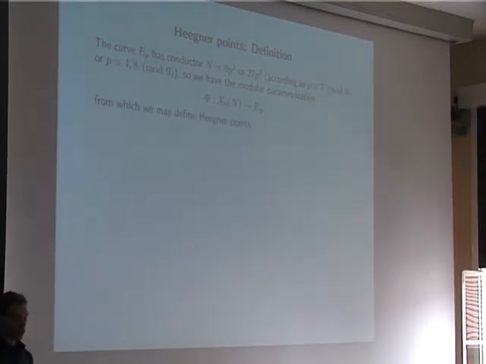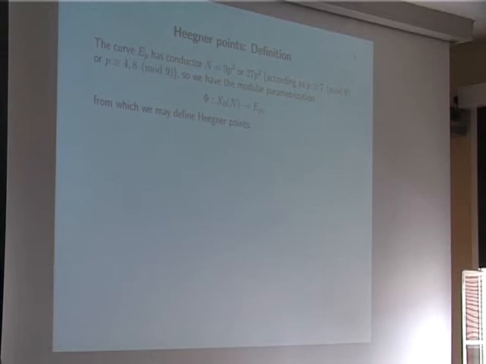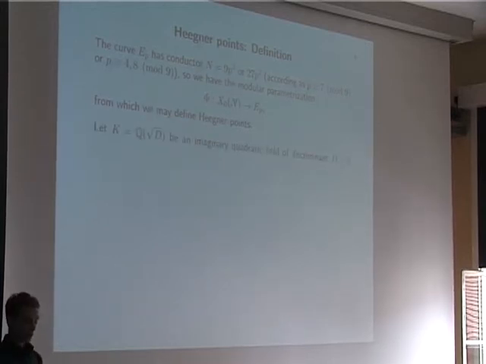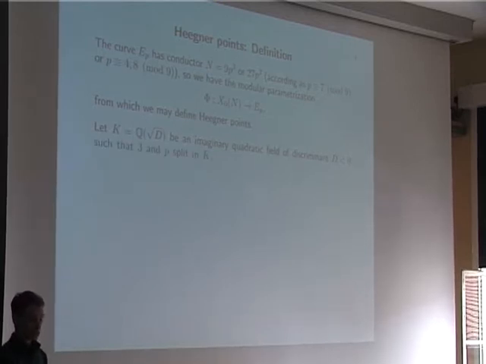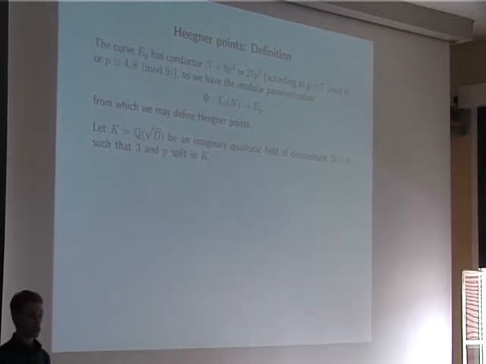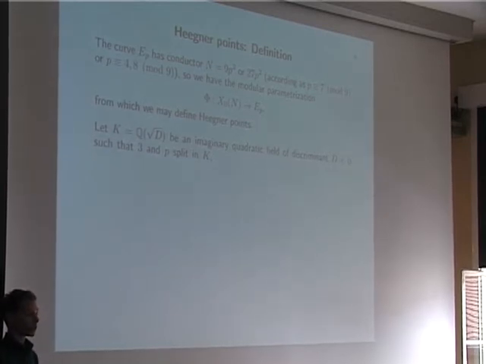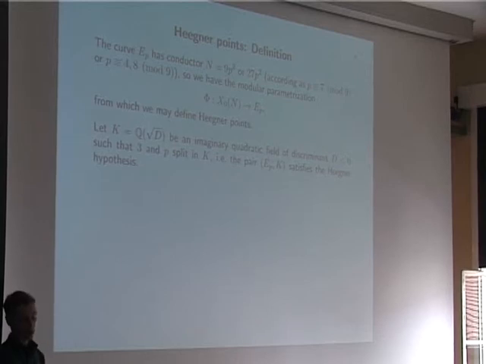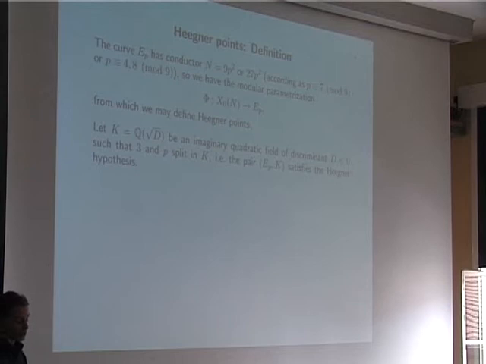Okay, and as we saw today, from this modular parameterization we can define Heegner points. So what's a Heegner point? Well, we take an imaginary quadratic field of negative discriminant D, which I'll call capital K. And what do I need to assume? Well, I need to assume the Heegner hypothesis. Here, the primes dividing the conductor are 3 and p, so I need to assume that 3 and p are both split in K. So in other language, what Henri said, we say the pair (E_p, K) satisfies the Heegner hypothesis.